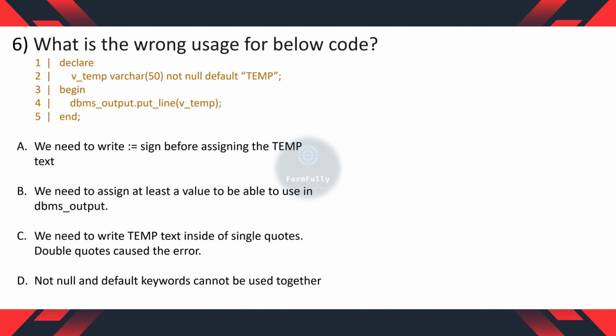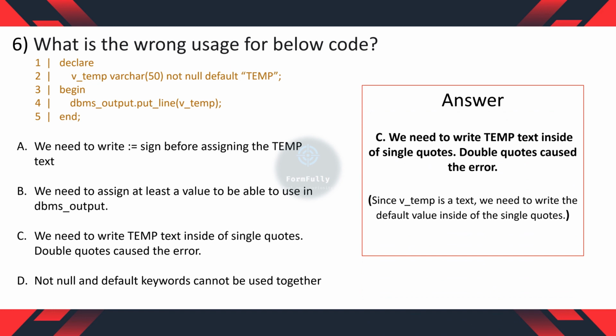Question 6. What is the wrong usage in the below code? Pause the video and check out the code. Options are A. We need to write the colon equals sign before assigning the temp text. B. We need to assign at least a value to be able to use it in DBMS_OUTPUT. C. We need to write the temp text inside single quotes; double quotes cause the error. D. NOT NULL and DEFAULT keywords cannot be used together. The correct option is C. Since vtemp is text, we need to write the default value inside single quotes.